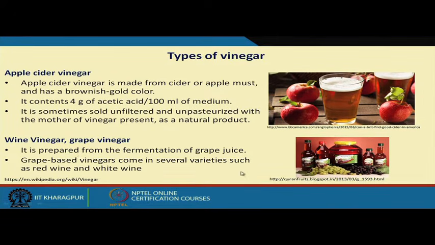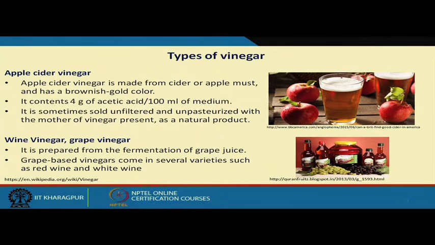And wine vinegar is usually made from grape juice: we produce wine, and the alcohol present there is converted to acetic acid. It is prepared from the fermentation of grape juice, and grape-based vinegar comes in several varieties such as red wine and white wine. So for red and white wine, which contain alcohol, when we put some Acetobacter aceti, they convert this to acetic acid. Then we call it wine vinegar.